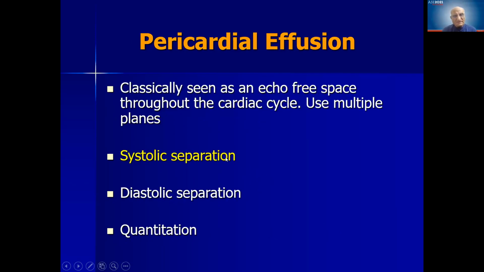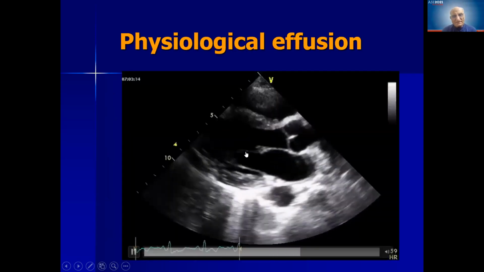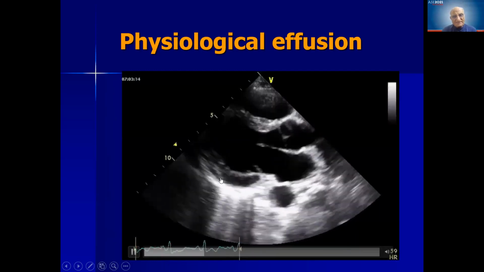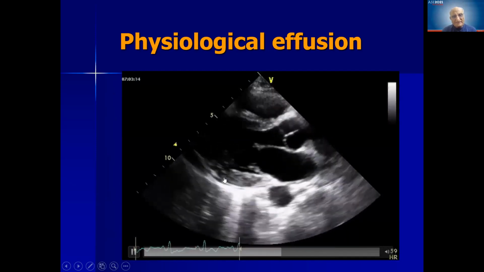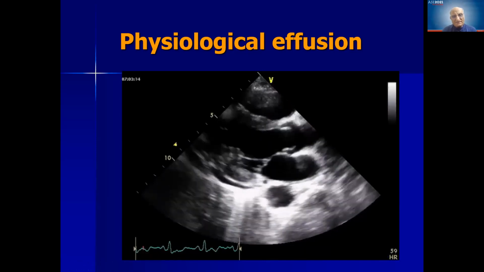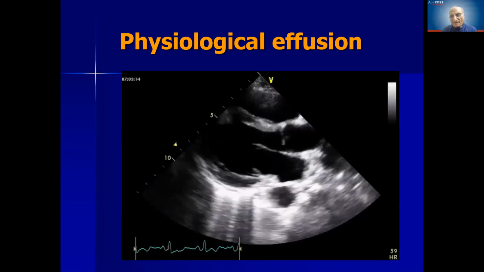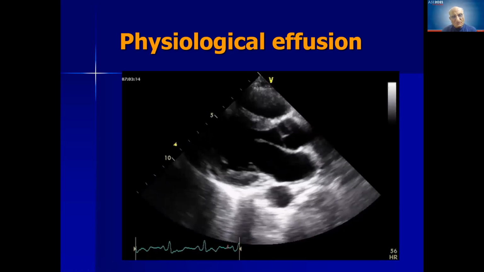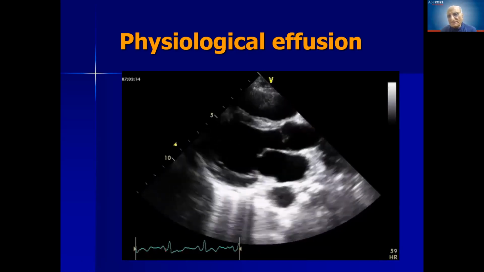So coming to the systolic separation, you see here, this is a parasternal long axis view. There is a small echo-free space, but this is usually seen during systole, and that is why this is known more like a physiological effusion. Because why? Because it is seen only in systole, while a classical pericardial effusion should be seen in diastole.